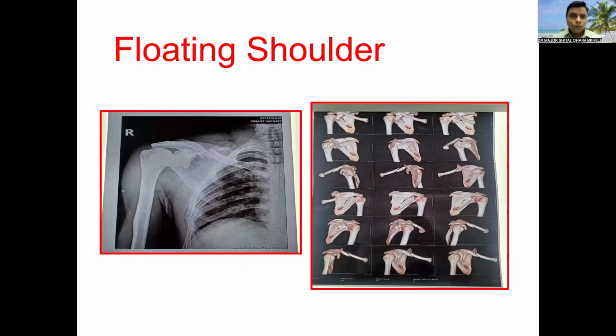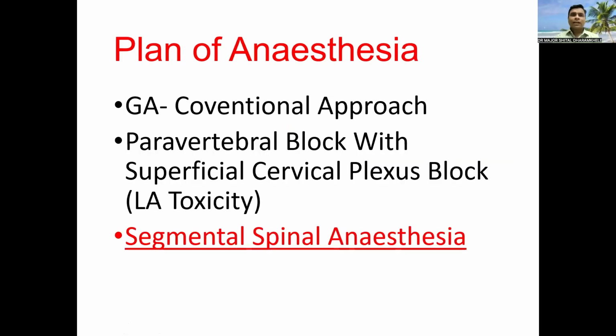This is the X-ray showing a fractured scapula and a fractured clavicle. This is a 3D CT image, and you can see the fractured scapula here. The plan of anesthesia was general anesthesia, which is the conventional approach. Another option is a paravertebral block with the superficial cervical plexus block. Another problem with the paravertebral block is LA toxicity, because a large volume is used in multiple pricks and multiple levels. So LA toxicity is a disadvantage of this block.